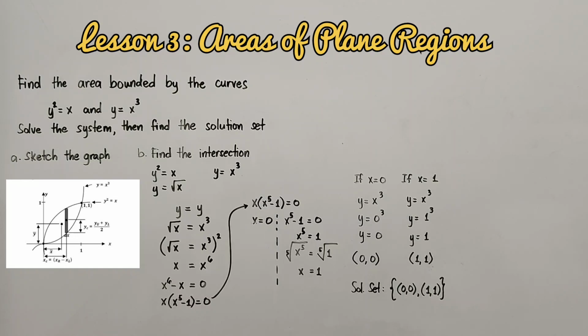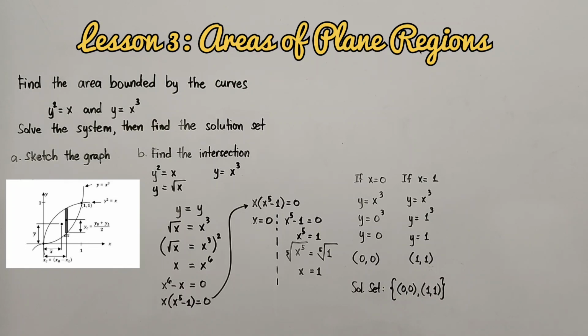By equating y, we have square root of x equals x cubed. We square both sides to eliminate the square root sign. So we have x equals x power 6. Combining all x variables on the left, we have x power 6 minus x equals 0. And by factoring, we have x times (x power 5 minus 1) equals 0. We equate the two factors to 0. So the first value of x is 0, and the second value of x is positive 1.